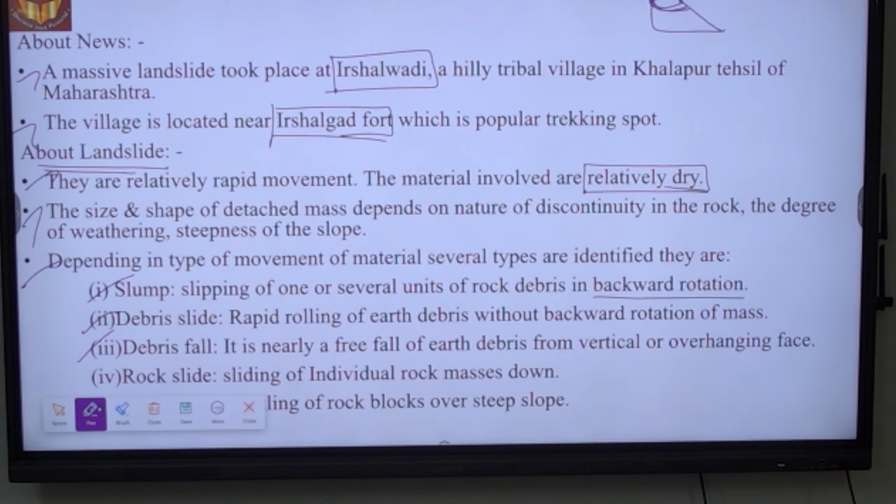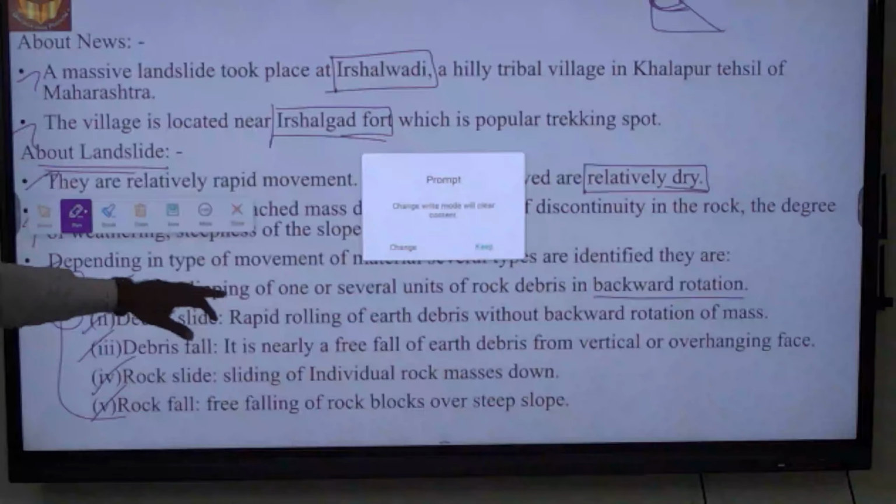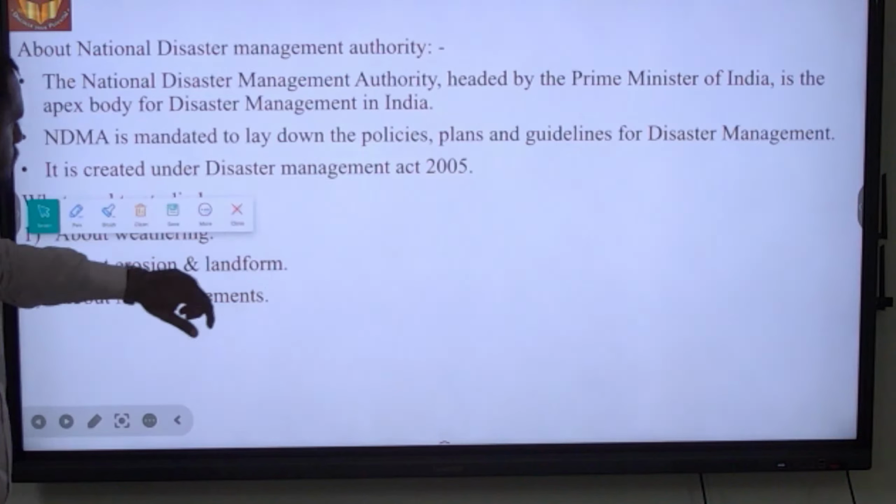Then whenever the debris suddenly falls drastically from top to bottom, such falls are called debris fall. Similarly, for rocks, whenever a particular rock slides over the slope of the region, it is called a rock slide, and whenever the rock falls freely from the top to the bottom, it is called a rock fall. Based upon the types of movement of material, landslides are classified into these subcategories as I have mentioned. This is what the details of the landslide are about.